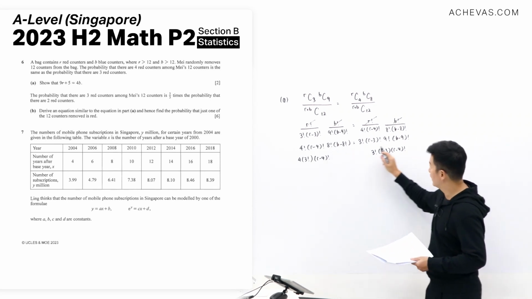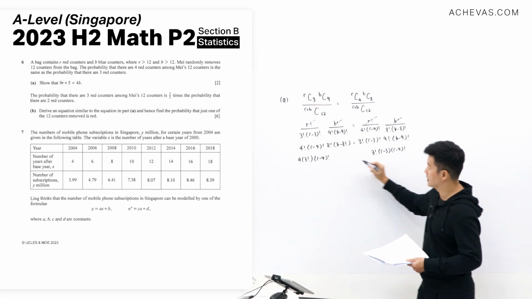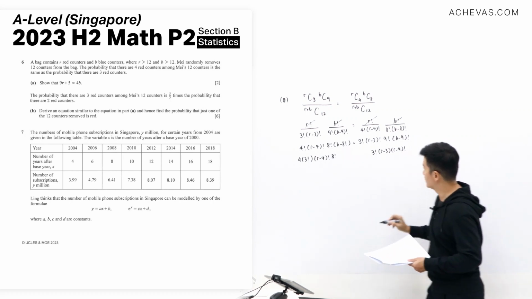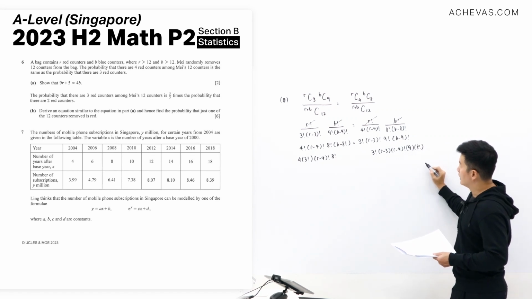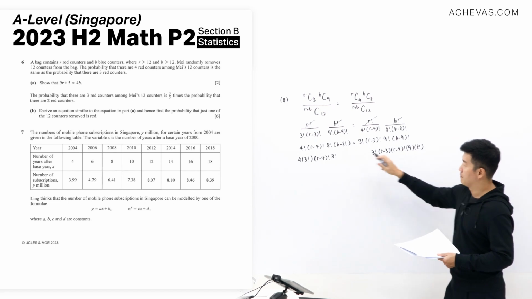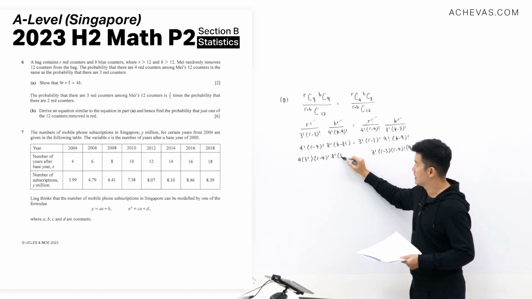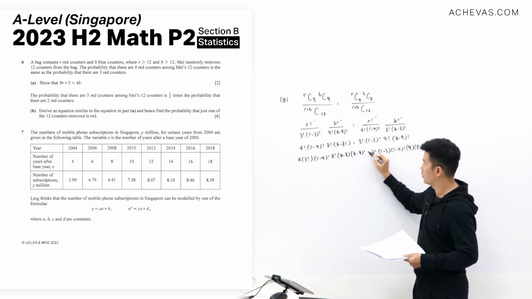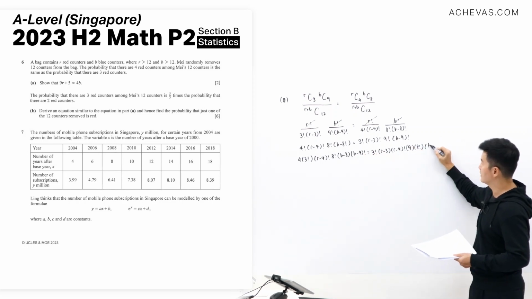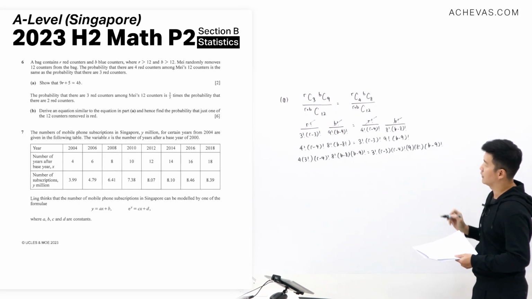Between 8 factorial and 9 factorial, 9 factorial is bigger. So 8 factorial, I will just leave as it is. As for 9 factorial, I'm going to write it as 9 multiplied by 8 factorial. Then between these two, B minus 8 factorial is bigger, so I'm going to rewrite this as B minus 8 multiplied by B minus 9 factorial. So this, I'll just leave as it is. We have a B minus 9 factorial.